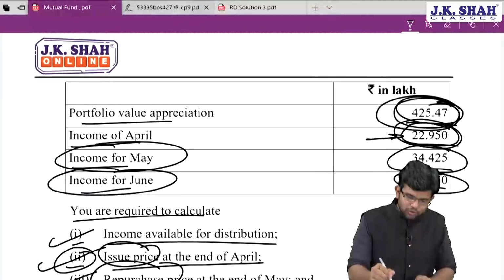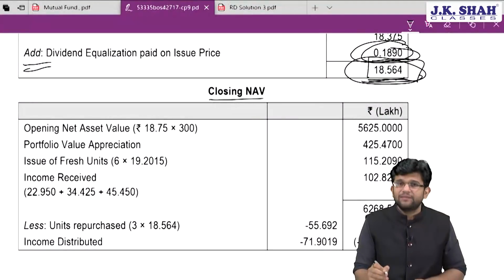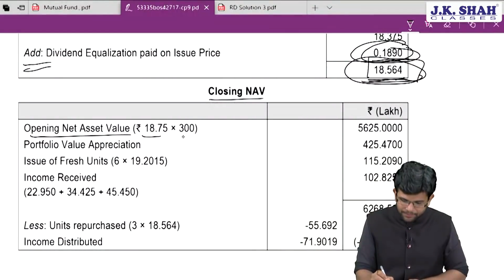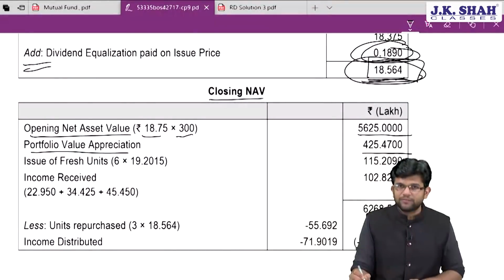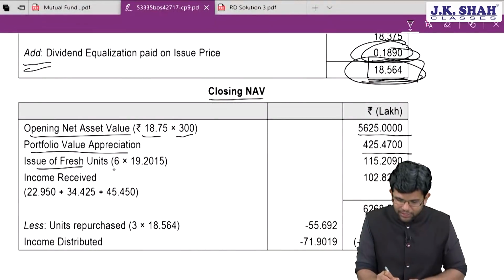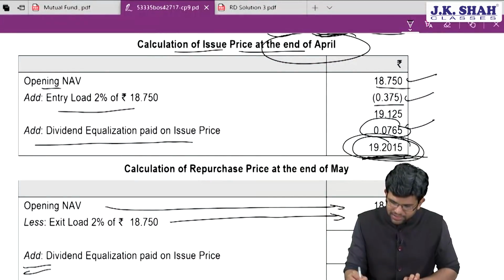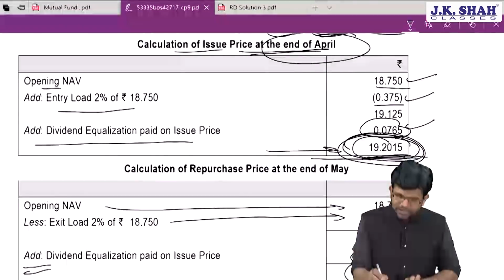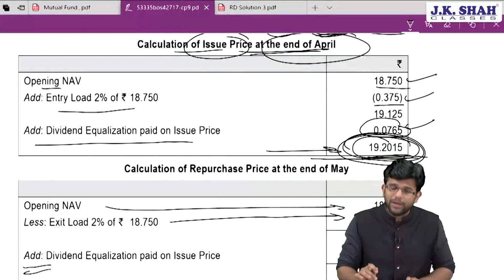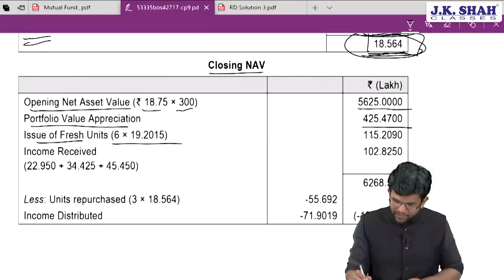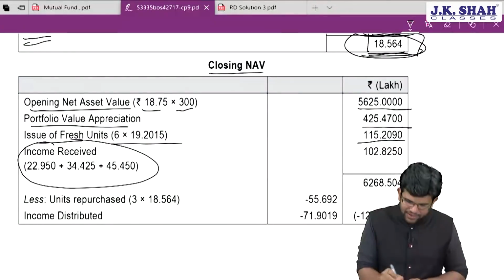Everybody following? So students, let's now see the calculation of the closing NAV on June. Opening NAV, I hope you understand, 18.75 rupees per unit into 300. This is the value. Portfolio appreciation they have given to you separately as 425.47. Issue of fresh units 6 into 19.205. From where you got 19.205? Can you see this? New units, correct? At the end of April, the issue price was 19.205 per unit. 6 lakh units we have issued at the rate 19.205. So this is the additional money that you will receive. Yes, apart from that, the income that we have received.